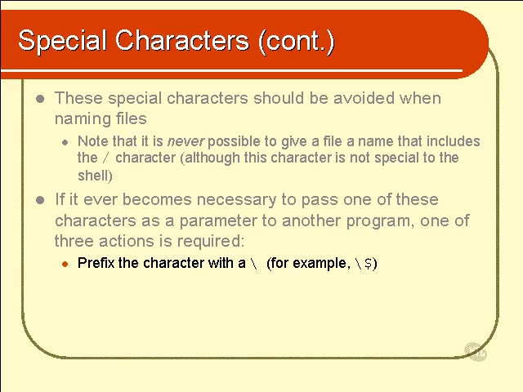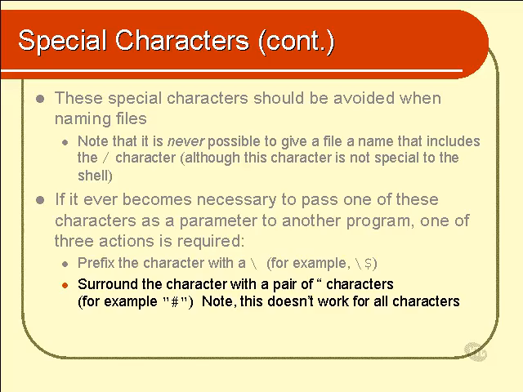The second way to remove the specialness of a character is to surround the character with a pair of double quotes, or rabbit ears, or whatever you want to call them. You should note that this doesn't work for all of the characters. In fact, it doesn't work for the $, but it does work for just about all the others. Let me show you an example.